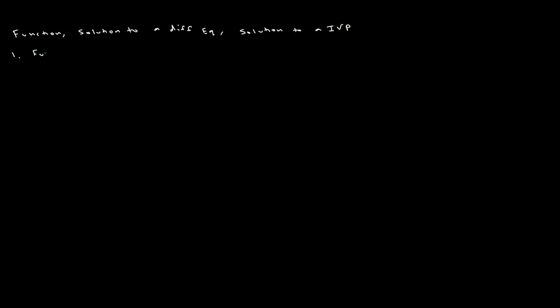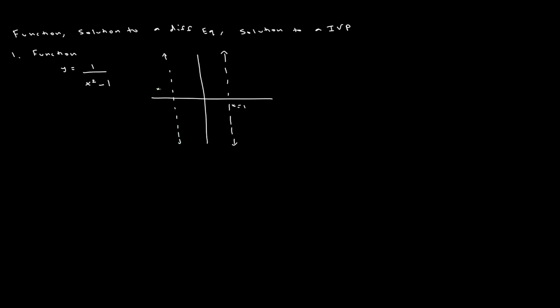So a function is probably something that we're most familiar with, and a function is something like y is equal to, for all of these, let's just consider y is equal to 1 divided by x squared minus 1. And we know the graph of that will look like this. We have two vertical asymptotes, one at x equals 1, and the other one at x equals -1. And when x is greater than 1, we have this sort of graph.